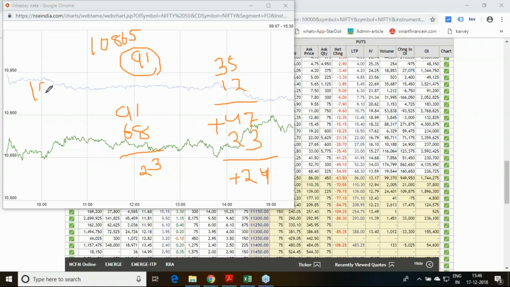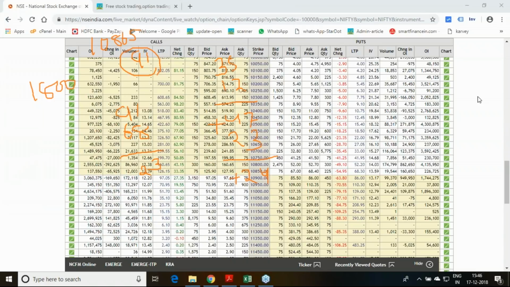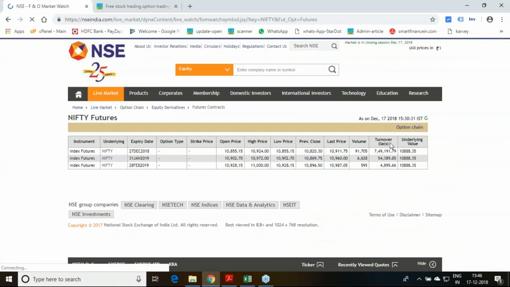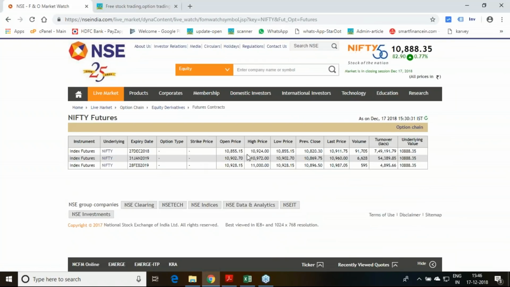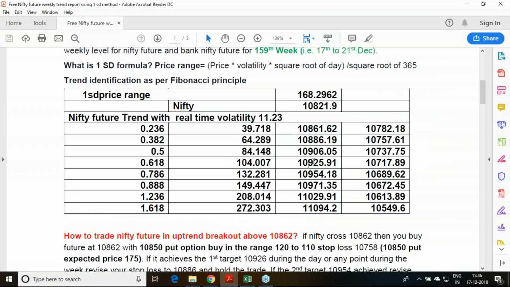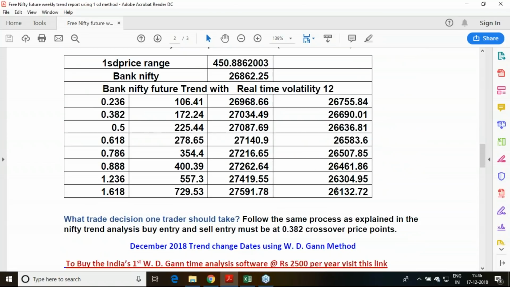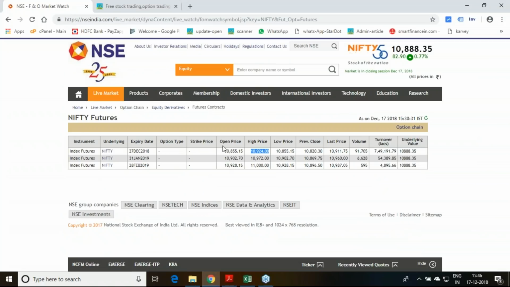So 1,800 profit it has shown on the very first day, and the calculations we have done as per the one standard deviation, day's high basis, it has just missed the target by 1 point: 10,924, we have calculated 10,926. Same way, if I go to the bank nifty, this is the calculation being done, and what are the bank nifty levels it has given.